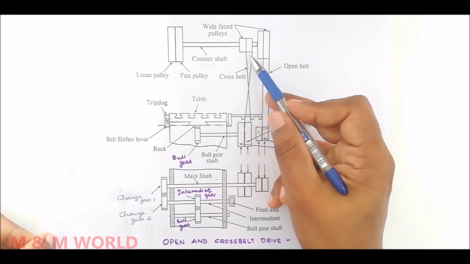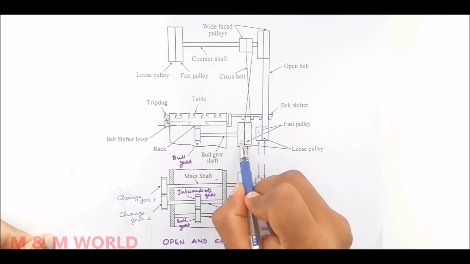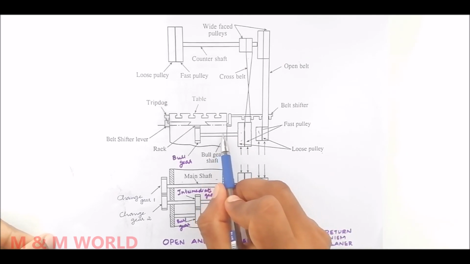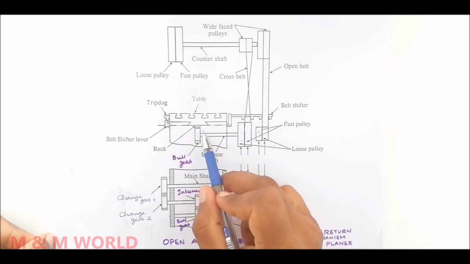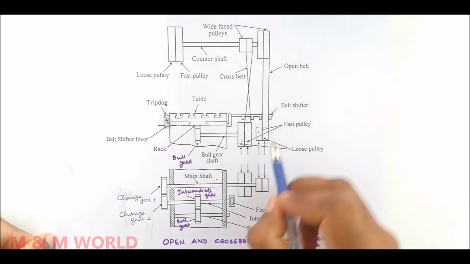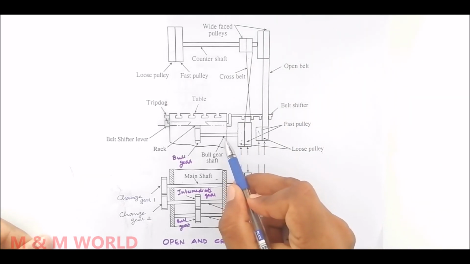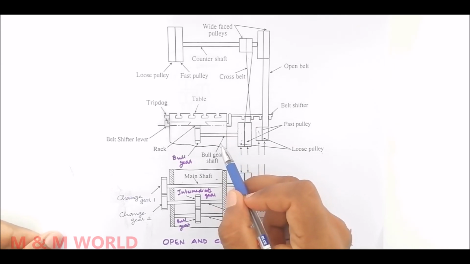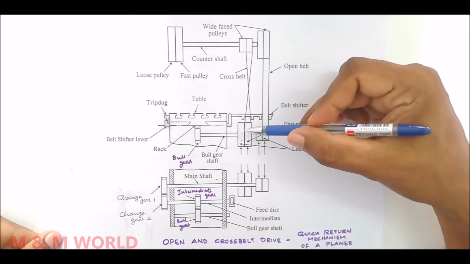When the cross belt is connected to this larger diameter tight pulley, the main shaft rotates in one direction during the forward stroke, and when the open belt is connected to this tight pulley, the direction of rotation of the main shaft is reversed, that is, during the return stroke. And here we need a quick return.